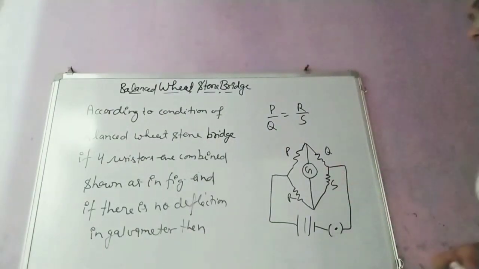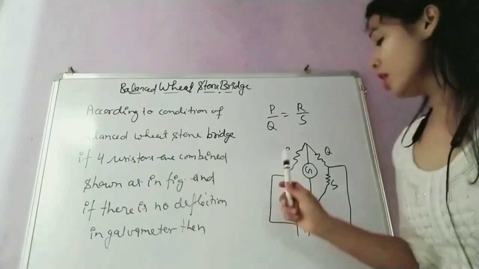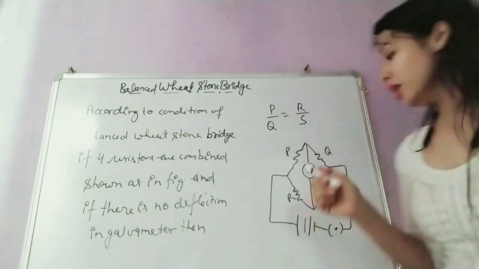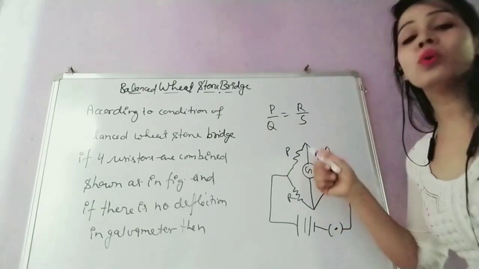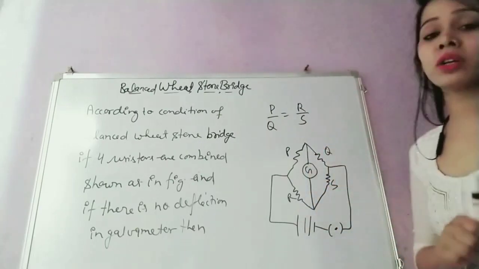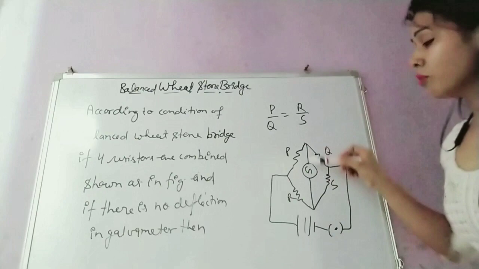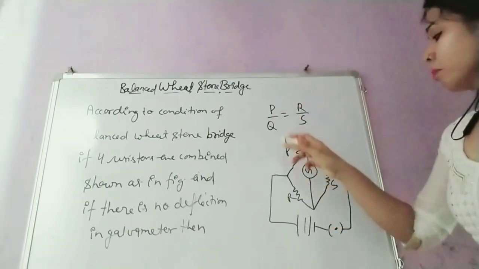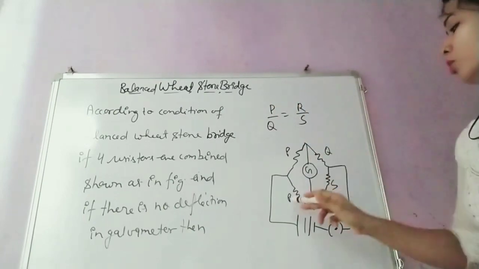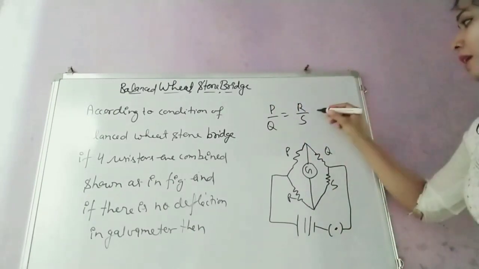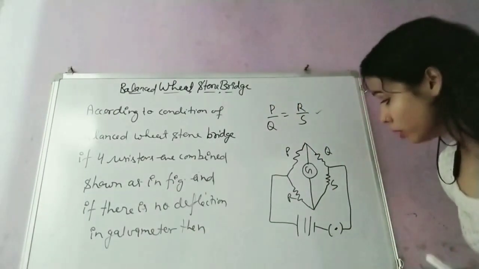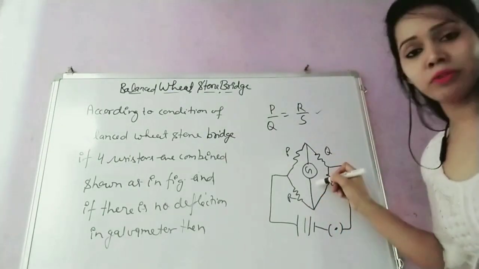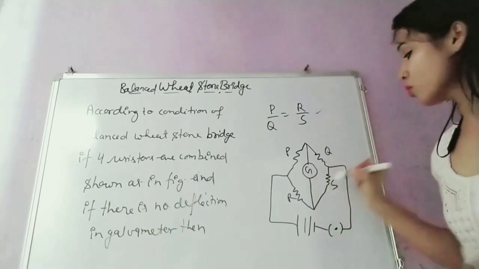Now in the question, according to this principle, if there is no deflection in the galvanometer, what does it mean? It means that there is no current flowing through this branch. Then for that condition, P upon Q equals R upon S. This is the balanced condition. If there is no deflection in the galvanometer, means no current flowing through this galvanometer, then P upon Q equals R upon S.